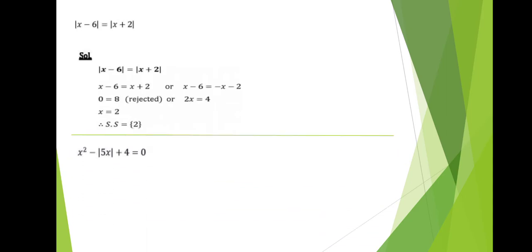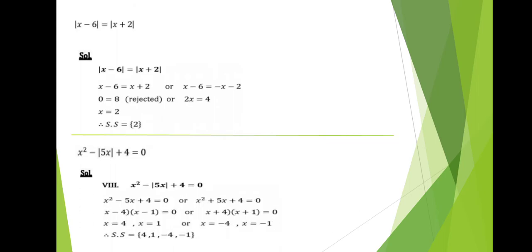Next, x power 2 minus absolute value of 5x plus 4 equals 0. Our solution: x power 2 minus 5x plus 4 equals 0, or x power 2 plus 5x plus 4 equals 0. The factorization for the first one will be x minus 4 and x minus 1, and the second one will also be a factorization, but x plus 4 and x plus 1. So in the first, x equals 4 and x equals 1, and in the second x equals negative 4 and x equals negative 1. So our solution set will be 4, 1, negative 4, and negative 1.